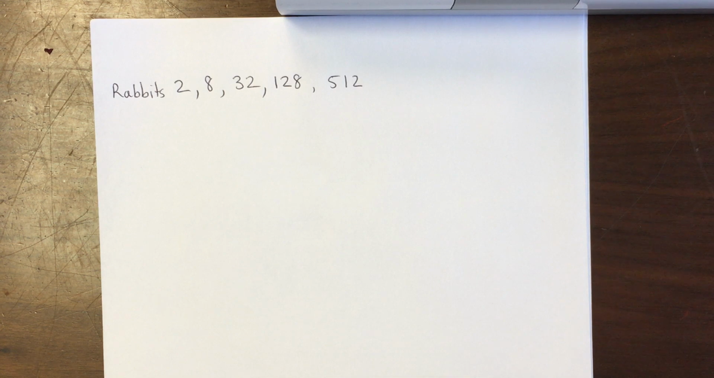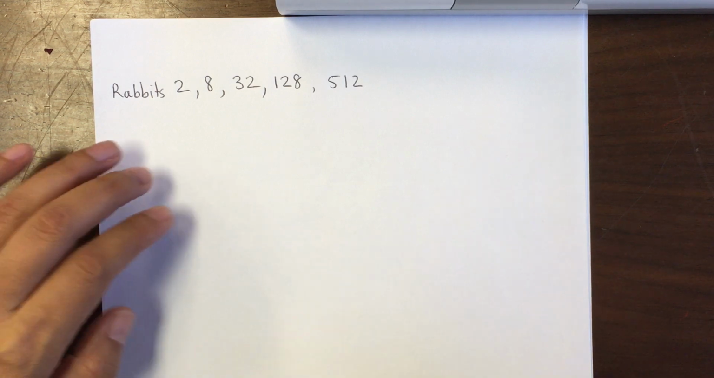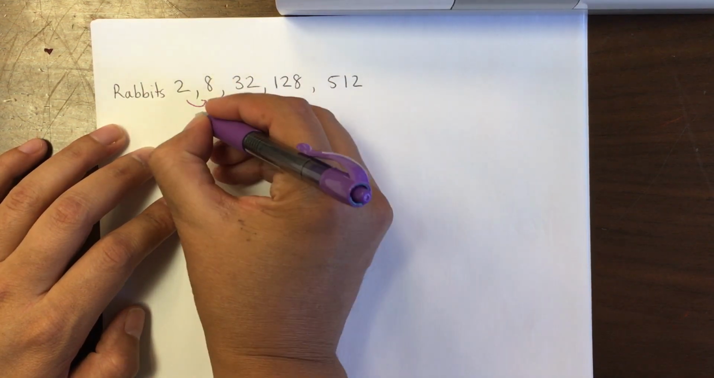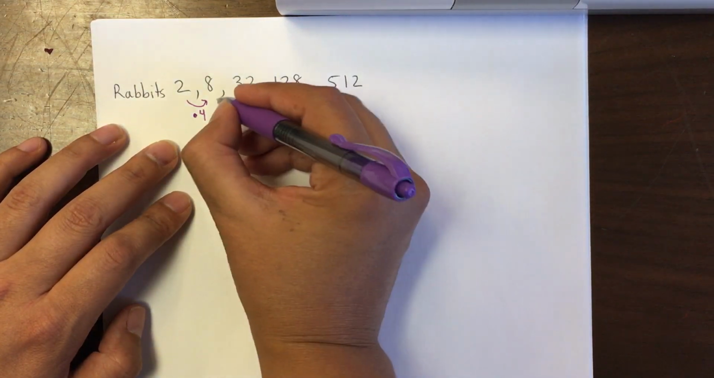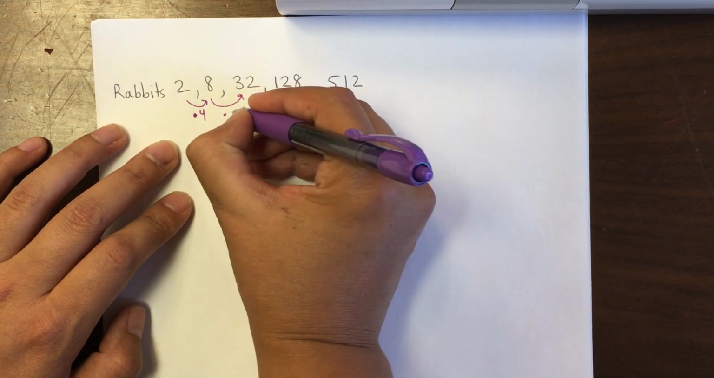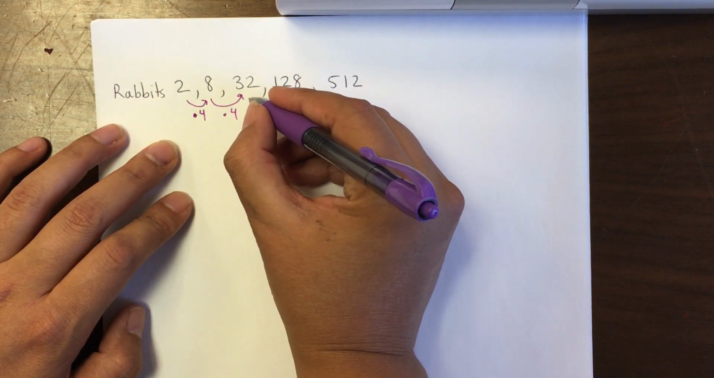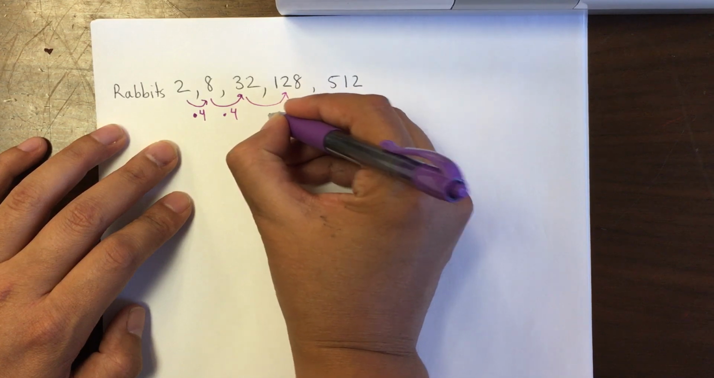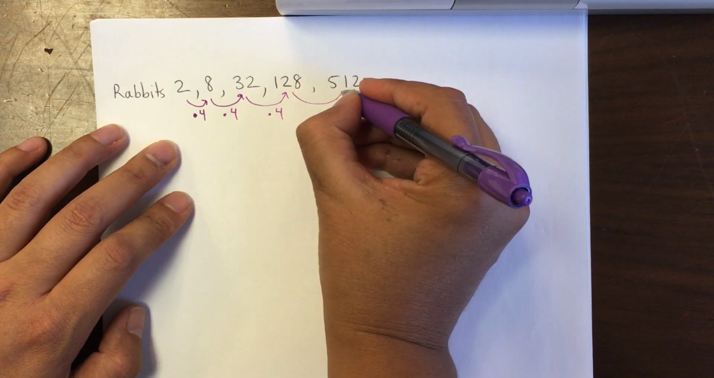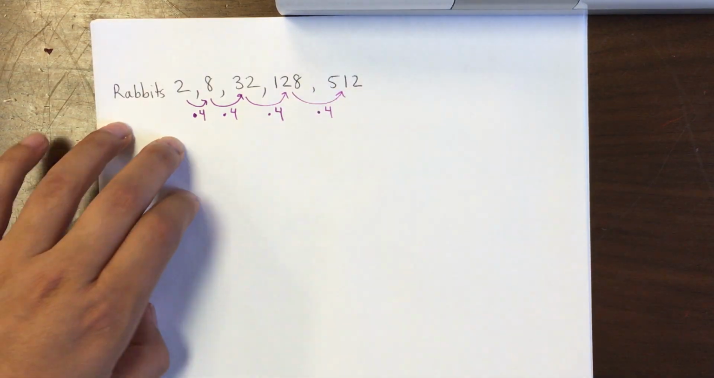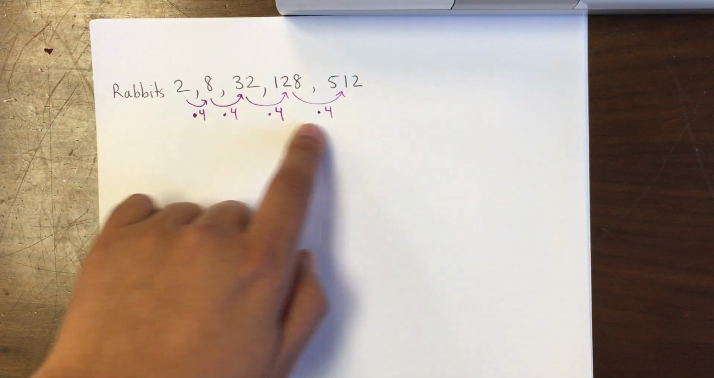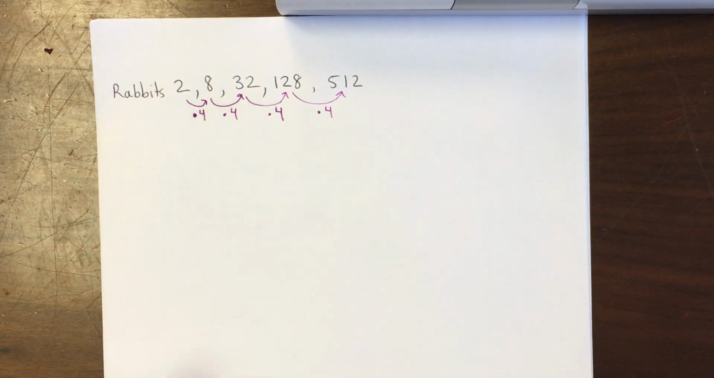What's going on? Well, we can see that from here to here, I multiply by 4. Then from here to here, I multiply by 4. From here to here, I multiply by 4. And I also multiply by 4. Okay, so this is going to be very important.